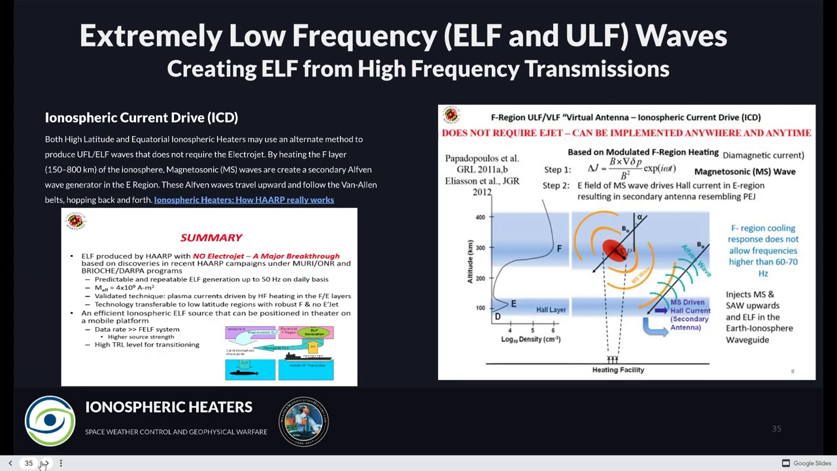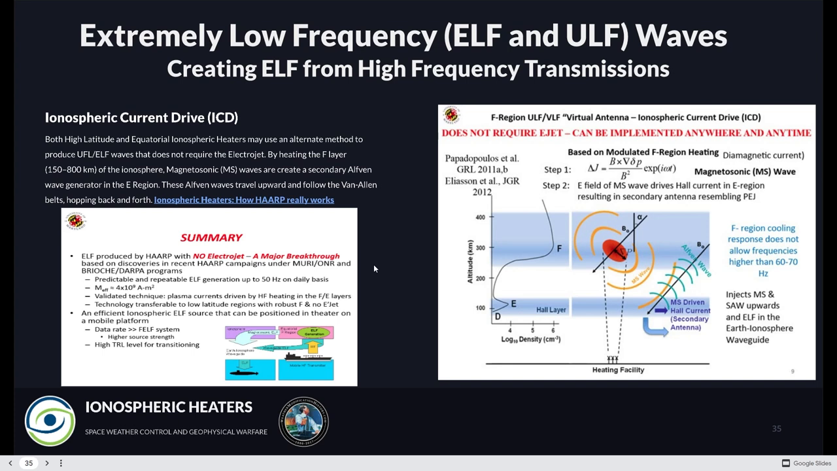That's not the only method. The new method is called ionospheric current drive. Now this is much more complicated. Please try to follow along. And of course, reference the PowerPoint if you need to, because all of the information is there as well. Both high latitude and equatorial ionospheric heaters may use an alternate method to produce ultra low frequency ELF waves that does not require the electrojet, by heating the F layer.